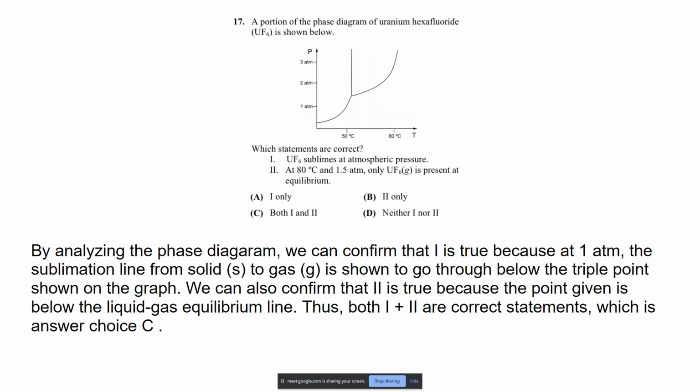Okay. So the answer is C. First, we're going to look at the first statement here, which says UF6 sublimes at atmospheric pressure. Atmospheric pressure is 1 atm. If you follow 1 atm along here, it goes directly from a solid to a gas without passing through the liquid phase. The first statement is true.